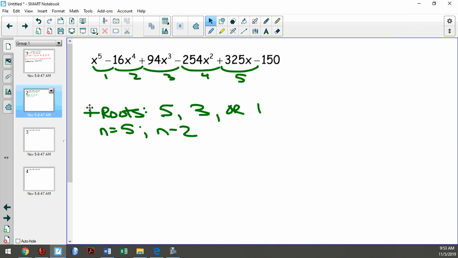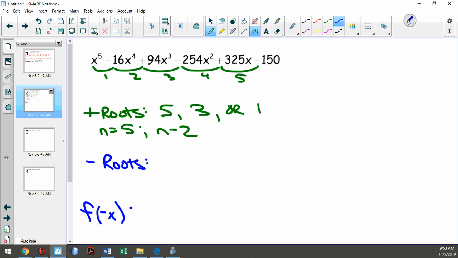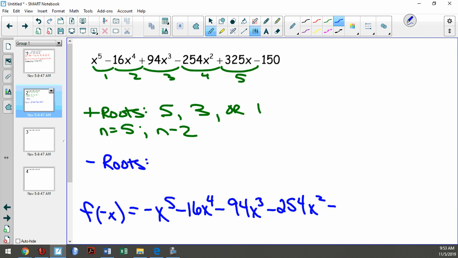So now I need to go ahead and do my negative roots. My negative roots are going to be done by finding f of negative x. So I'm going to change the x to the 5th coefficient, keep x to the 4th coefficient, change x cubed coefficient, keep x squared's coefficient, change x's coefficient, and keep the constant term. So how many sign changes do I have there? 0. 0. Well, that makes for an interesting chart, doesn't it?